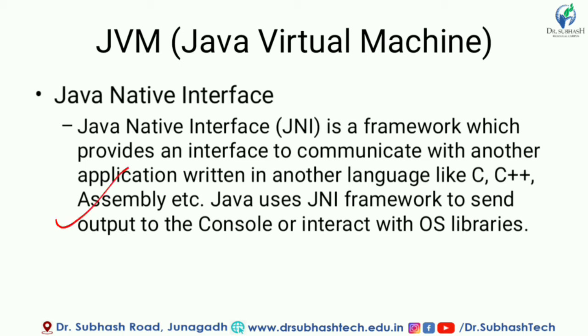available. Java native interface is a framework which provides an interface to communicate with another application written in another language like C, C++, assembly, etc. Right? So this is the interface for us with the Java program and another language. Java uses JNI framework to send output to the console or interact with OS library, right? This will send the output to console or the OS library for the interfacing.